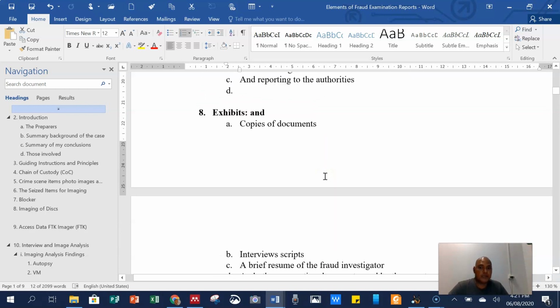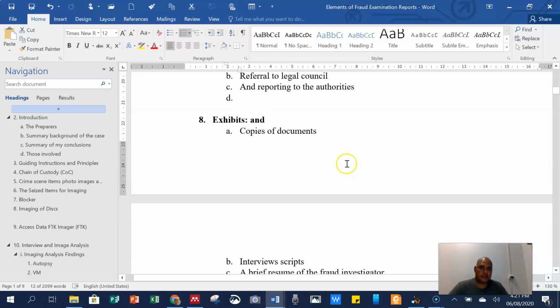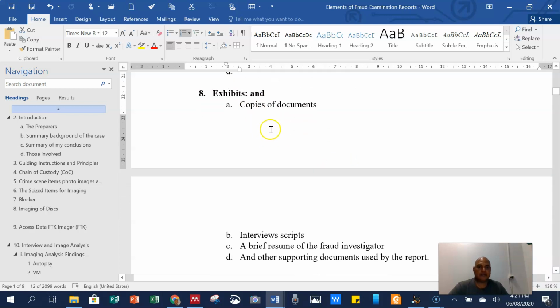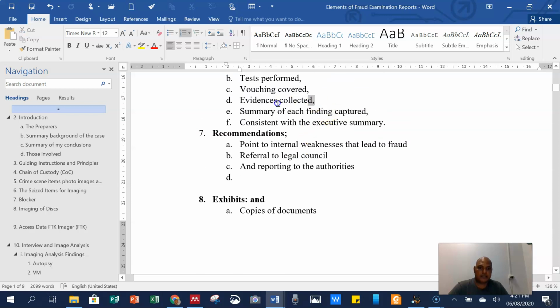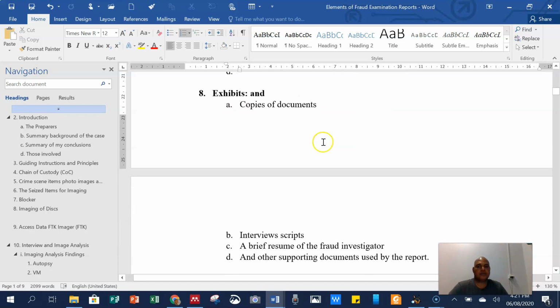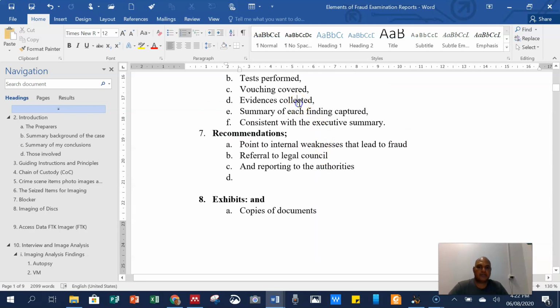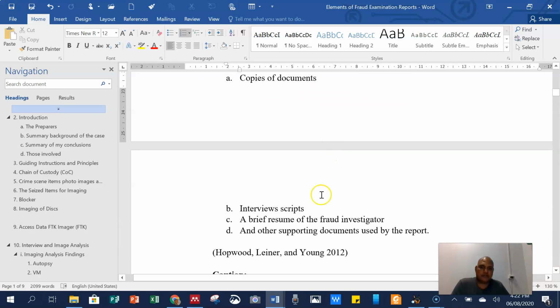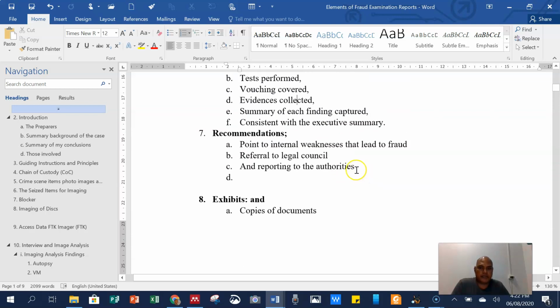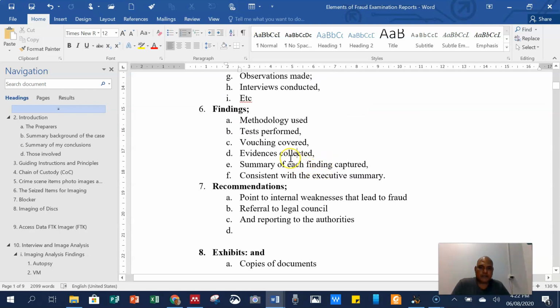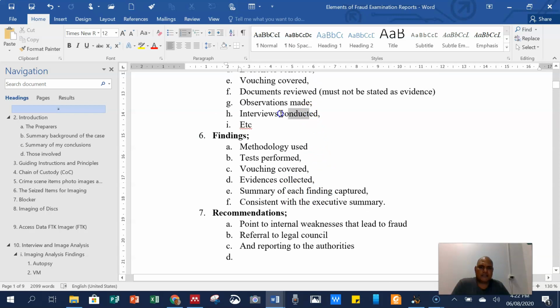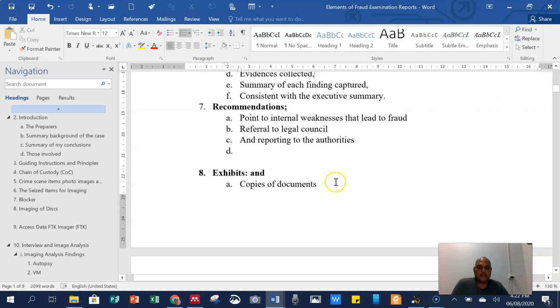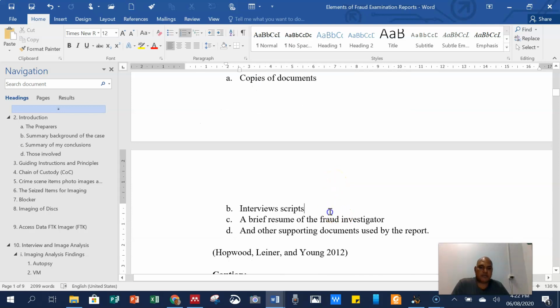And also don't forget, in a fraud examination report, there also have to be exhibits. So whatever you detail here in terms of the evidence collected should also be filed, with reference to what has actually been conducted in the investigation. So your exhibits should be copies of documents and the interview scripts. When we do the interviews and also detail them in the findings, these interviews need to be transcribed and also be part of the exhibits of the report.